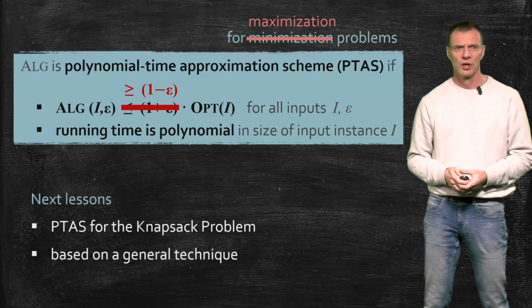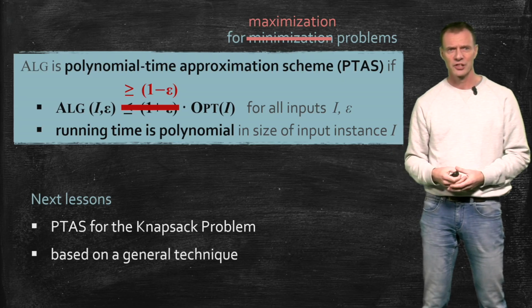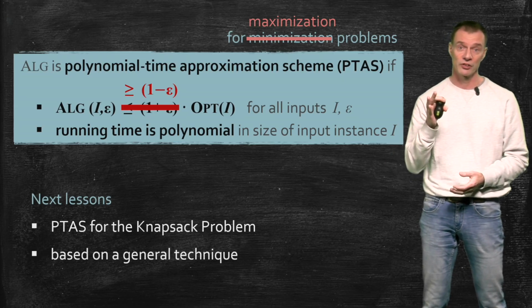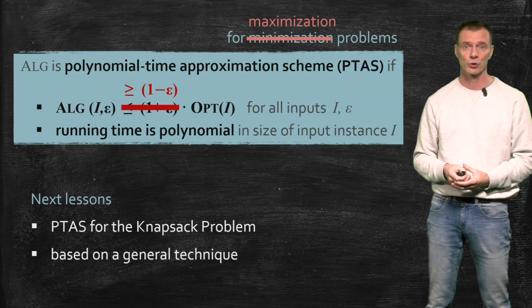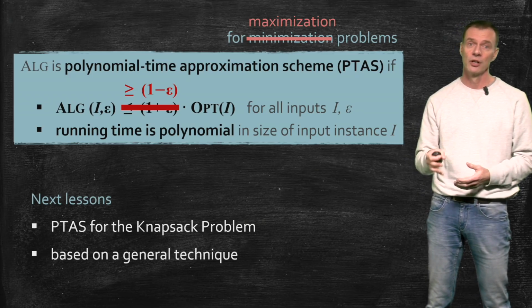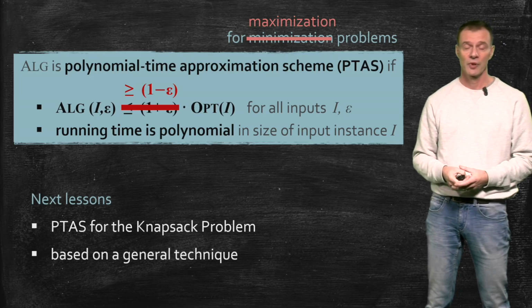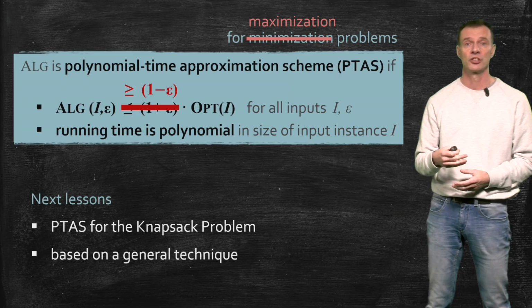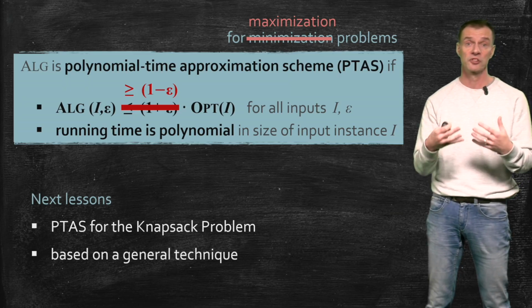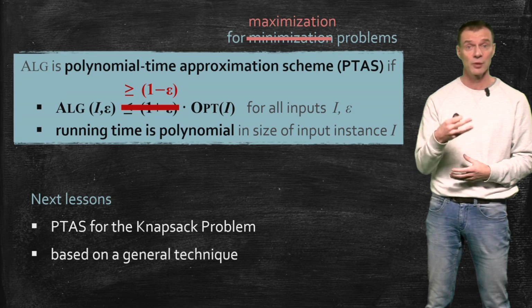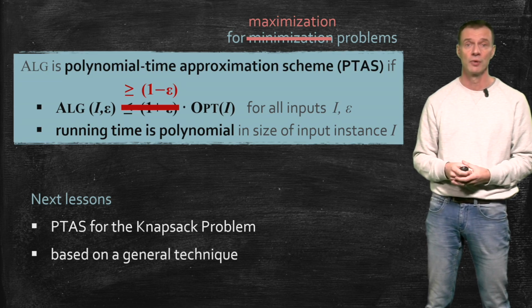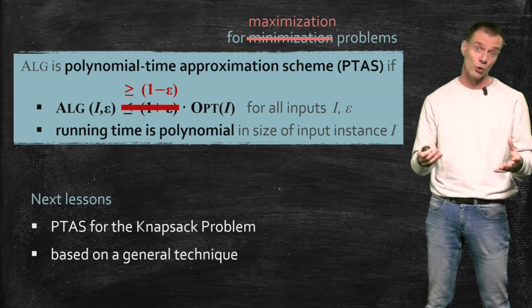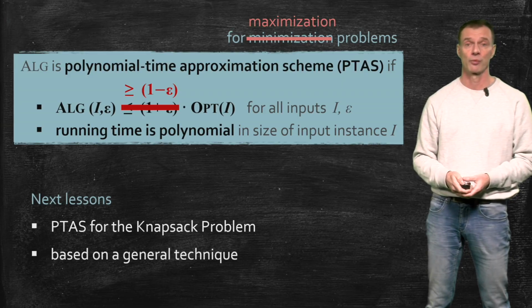Okay, so what we're going to do in the next lessons is we're going to look at an example of a polynomial time approximation scheme, and this example is going to be for the knapsack problem. And the nice thing of this example will be that it uses a general technique to obtain a PTAS, to obtain a polynomial time approximation scheme, and this technique can also be applied to different problems. It does not only apply to the knapsack problem.